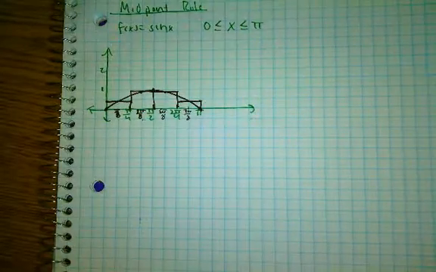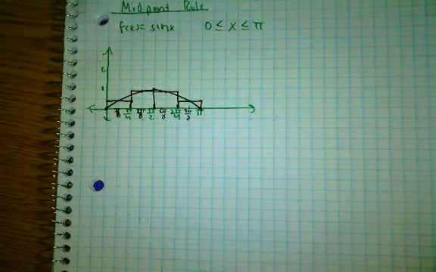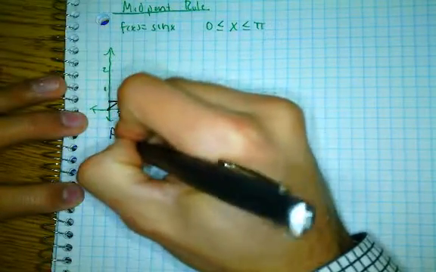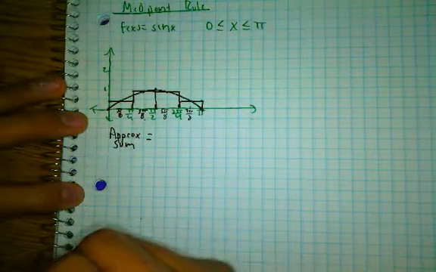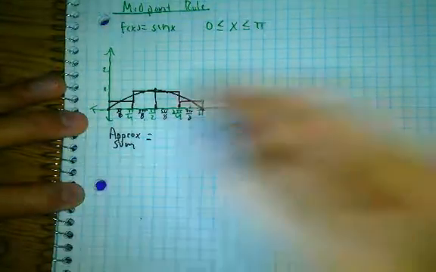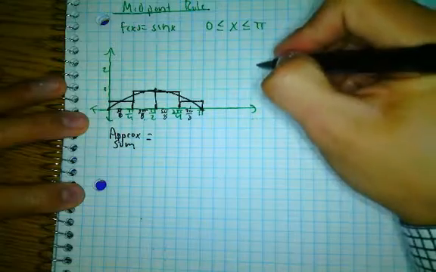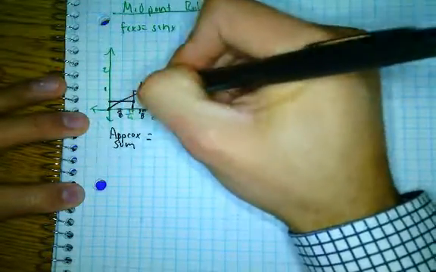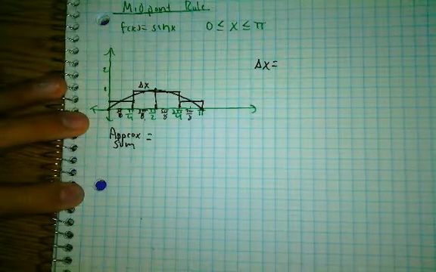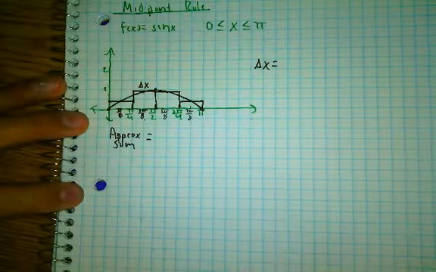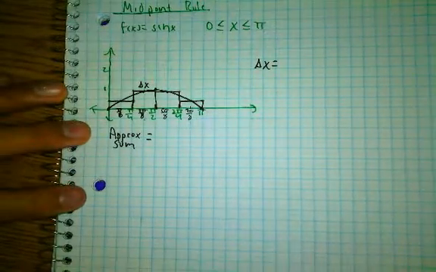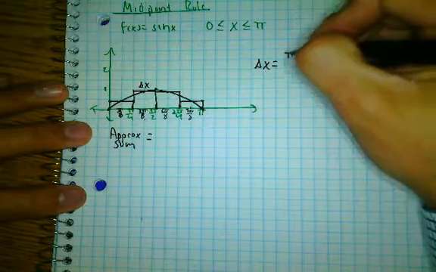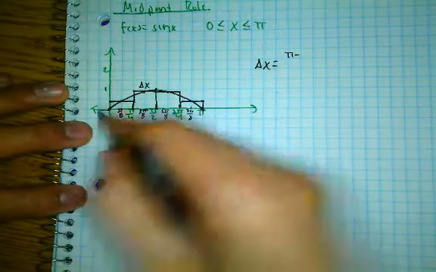Alright. What's your delta x? Well, delta x, remember, is going to be this right here, from here to here, right? It's fairly easy to see visibly that it is pi over 4, right? But how would you figure this out algebraically? Pi minus, where did you start? 0, and how many rectangles do you have? Pi over 4. Agreed?